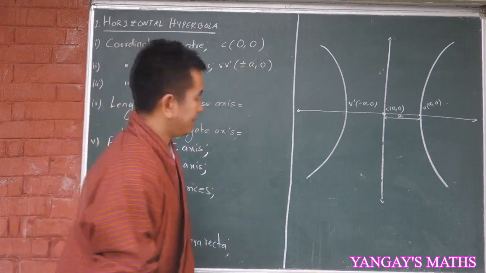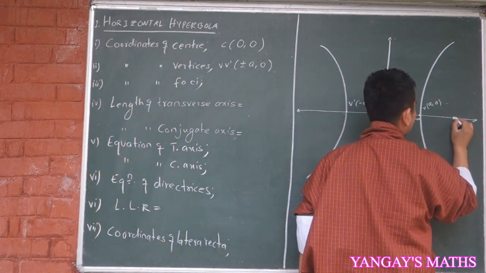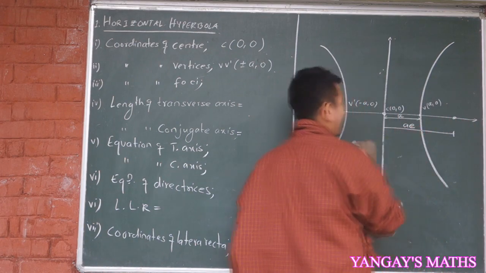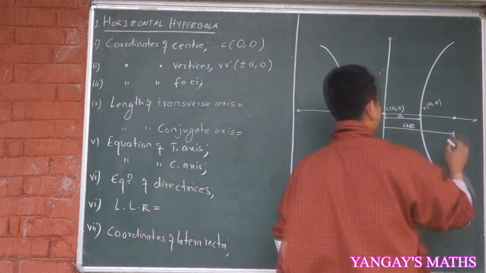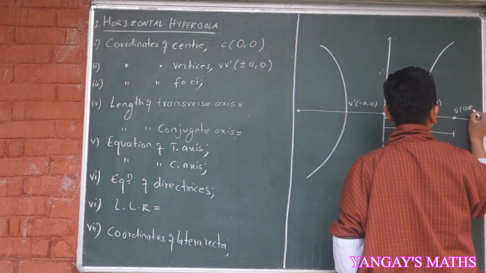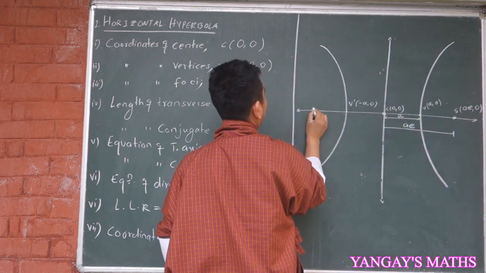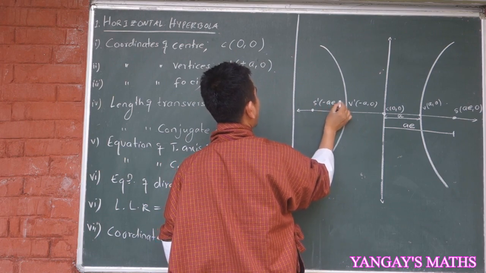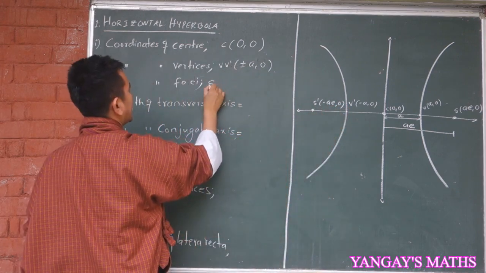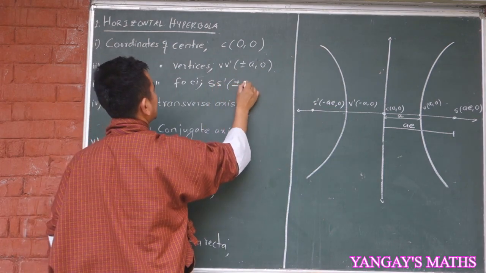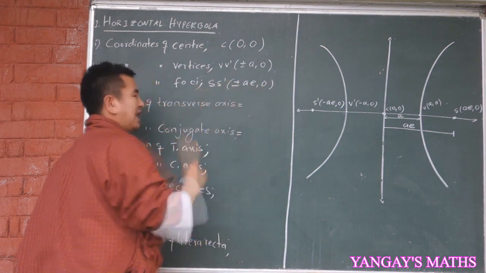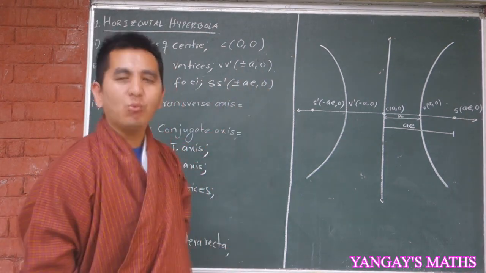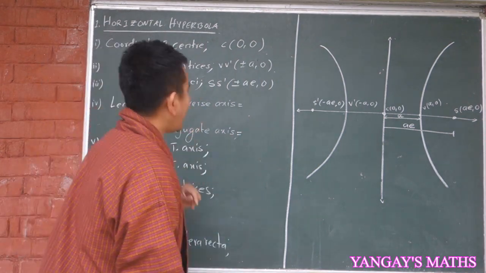Now let's go with the foci. Let me take the focus point here. From the center till this distance is taken as ae, same as the ellipse. The focus point is ae, 0. Similarly this side, another focus, S dash is negative ae, 0. So the focus points S and S dash are plus or minus ae, 0. Focus lies on the x-axis in case of horizontal. In case of vertical, focus lies on the y-axis. Similar concept.